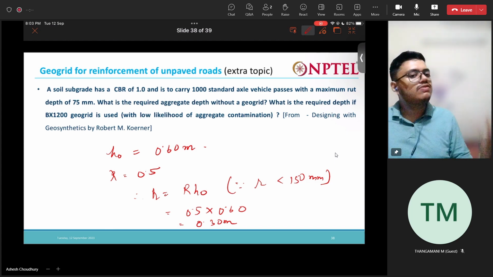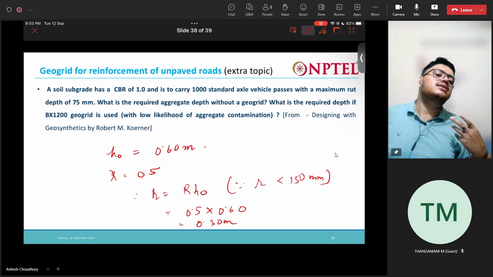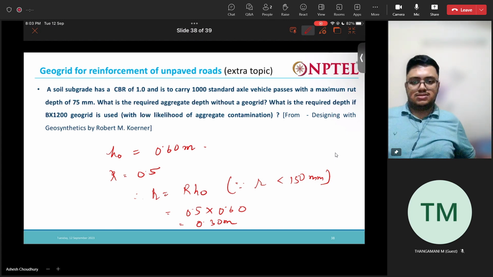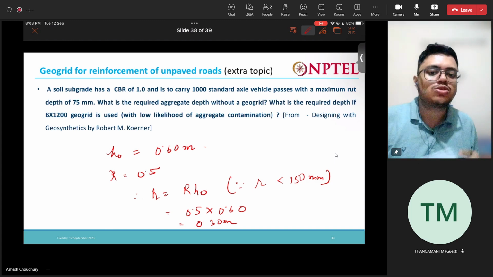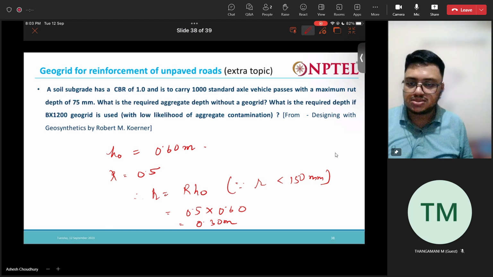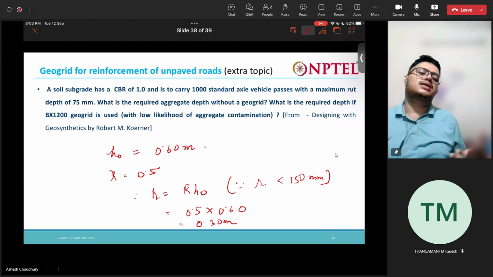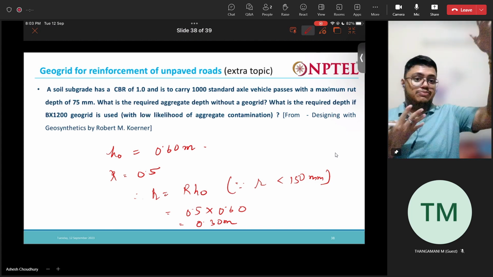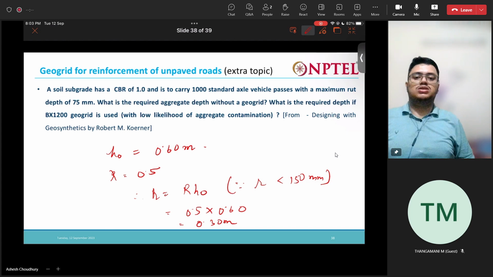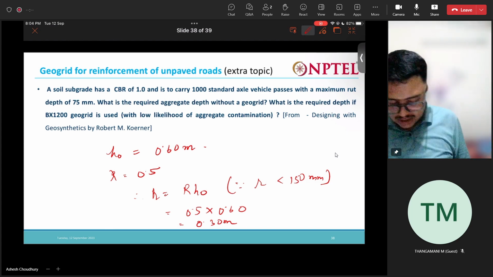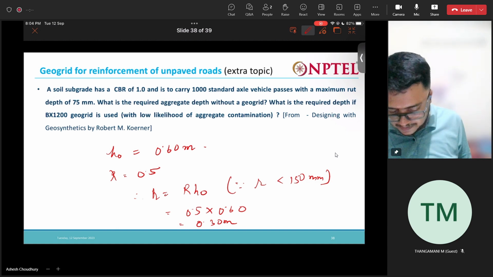Design charts are available in literature. You can directly use the design charts to get this. This was just an extra topic which I thought I would discuss. It is not in your syllabus obviously, because it has not been taught in the class. As we had some time, I thought I would discuss it, because you should know that this type of thing also exists: how this depth is reduced by just using reinforcement, how we can reduce the depth of an unpaved road.